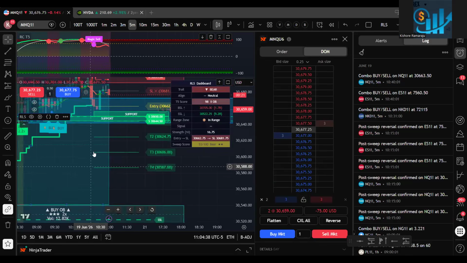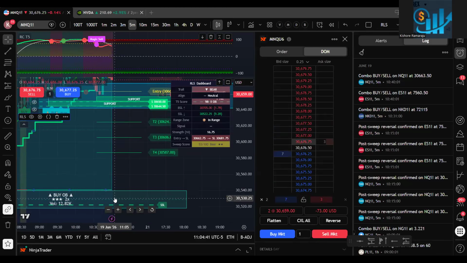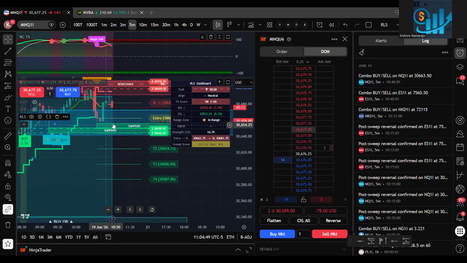If it breaks this support, it should come all the way to this 35, 30. Mostly this time it should break the support. And there are some buy orders here, so when it came here, it did a small bounce. Next time if it comes here, it should break that.